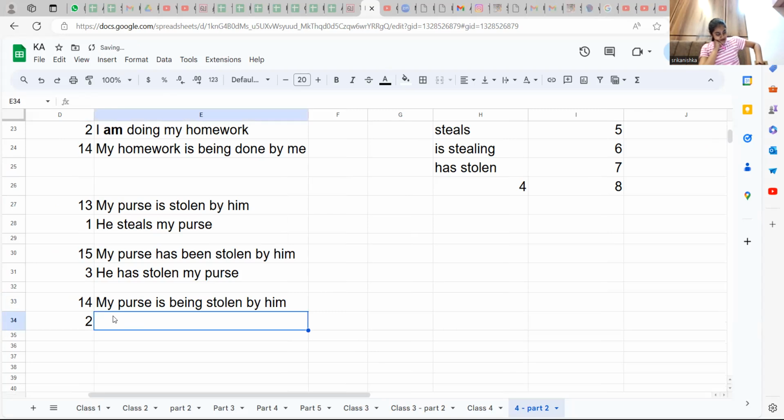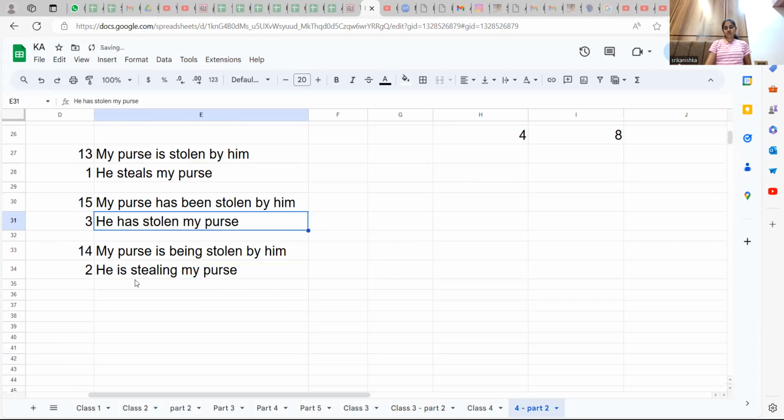Think through in your mind. Tell me in one shot. He is stealing my purse. Look at that. So you have to be persistent enough till you get it right, you have to really go with it. Super.